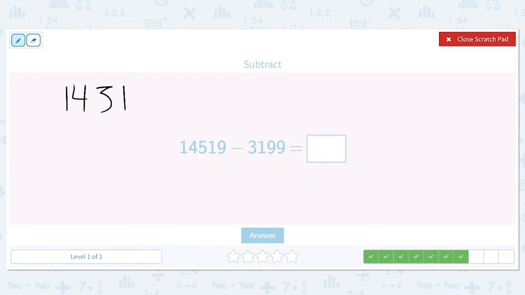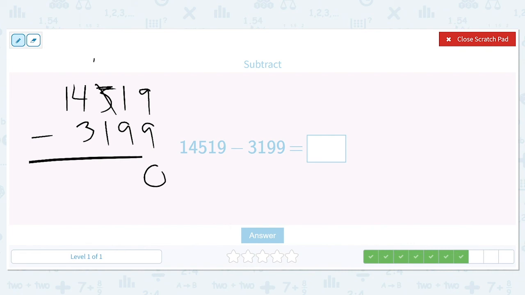14,519 minus 3,199. 9 minus 9 is 0. 1 minus 9 is not quite possible, so we're going to borrow from that 5, make this an 11. 11 minus 9 is 2. 4 minus 1 is 3. 4 minus 3 is 1, and we'll bring down our 1. 11,320.